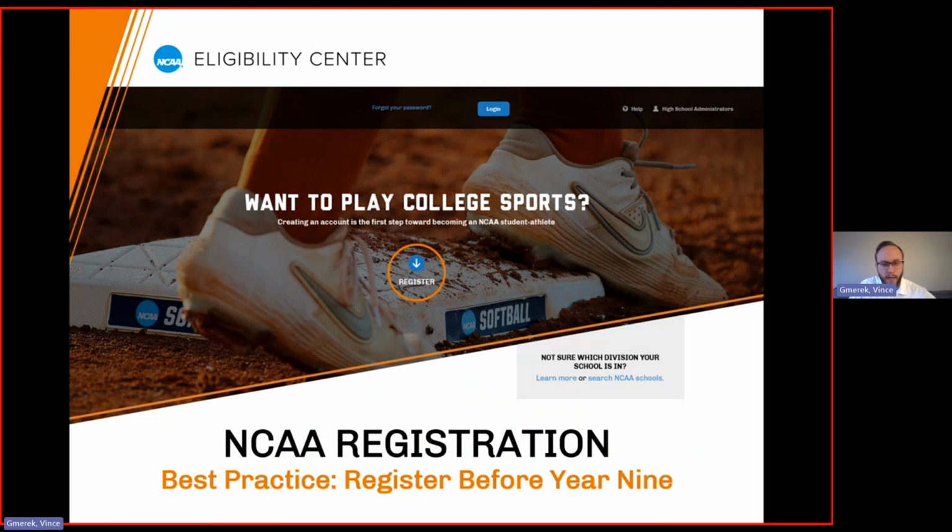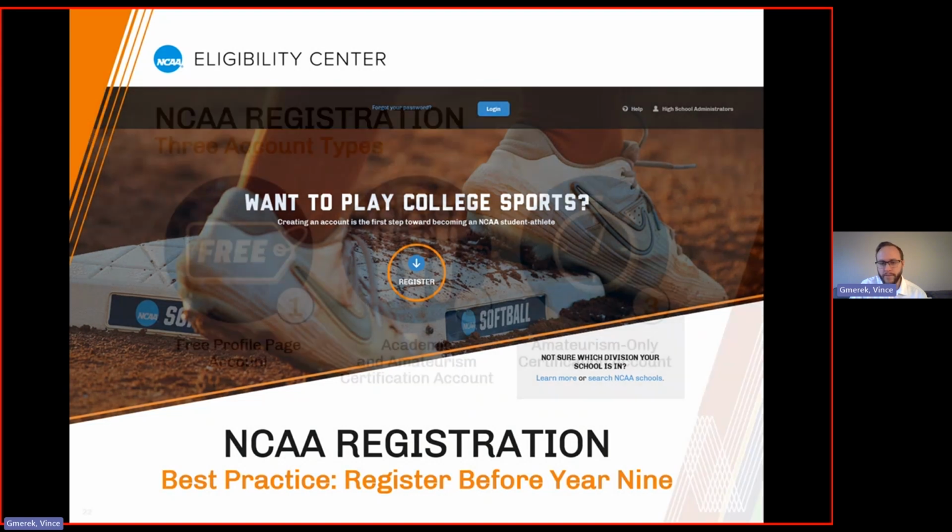So best practice, if possible, is to register before year 9. And again, you can start by registering that free profile account. But not to worry, if you're already in year 9 or beyond year 9, you can still register, you can still complete the process. And in general, we do not have any deadlines regarding our process, so you can register and complete that process at any time.